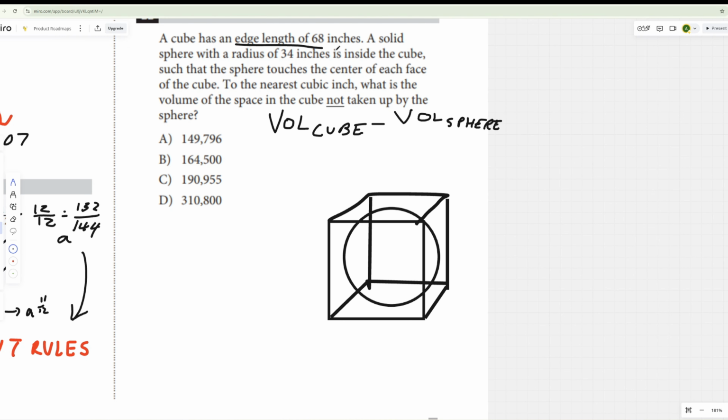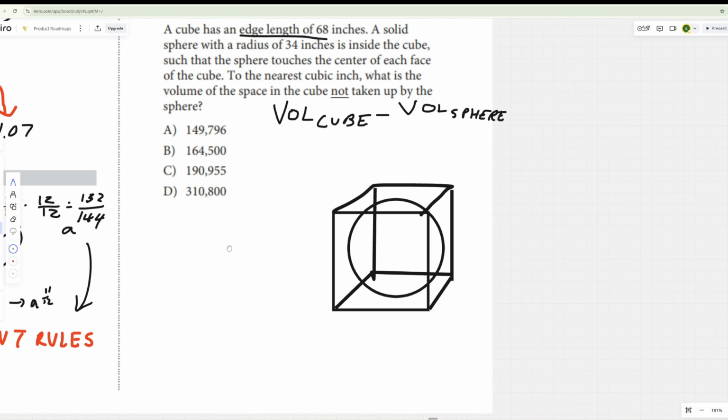Volume of cube, the edge length is 68. So we know what a volume of cube is. If you don't, they have it on the reference sheet. So it's just 68 cubed minus the volume of a sphere. Well, what's the volume of a sphere? Again, they're going to have it on your reference sheet, so you don't need to memorize anything. But let's write it down.